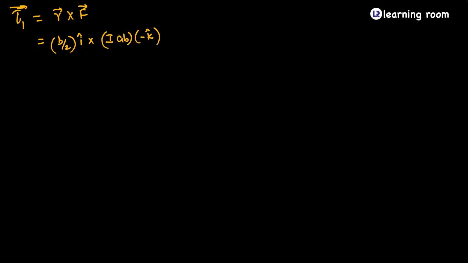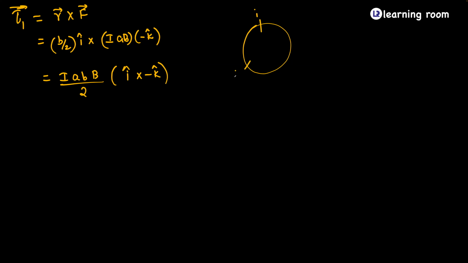Okay. So the answer will be IAB into capital B divided by 2 into I cap cross minus k cap. So what is I cross k? If I take the circle, this is I, J, K. What is I cross k? I cross k is minus j, and minus of minus j will be plus j.